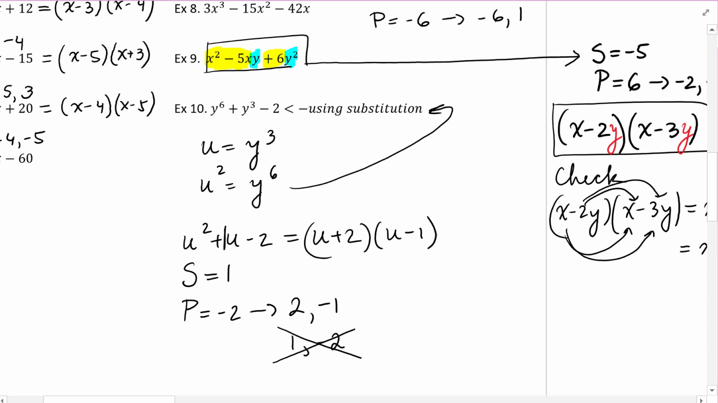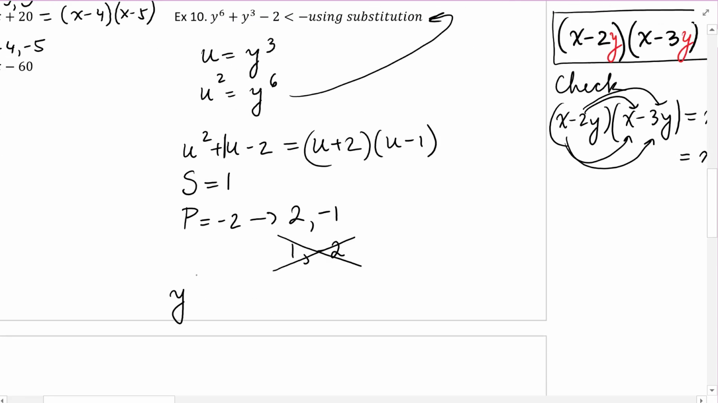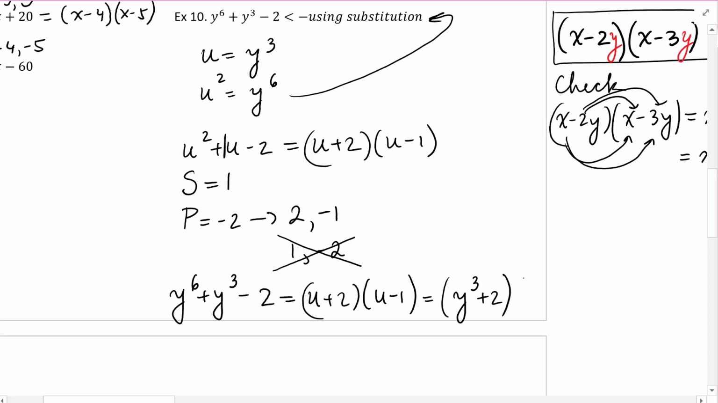But the original problem was in y, so y to the 6 plus y to the third minus 2 is equal to u plus 2 times u minus 1. But since u is y to the third, I replace it, and I get y to the third plus 2 times y to the third minus 1. And this is the final answer, and we used substitution.